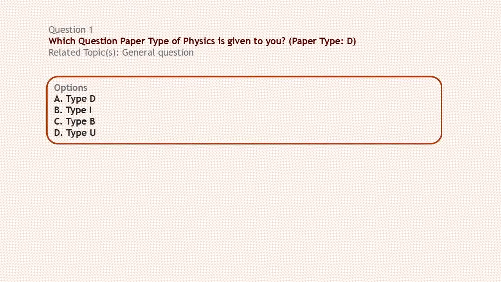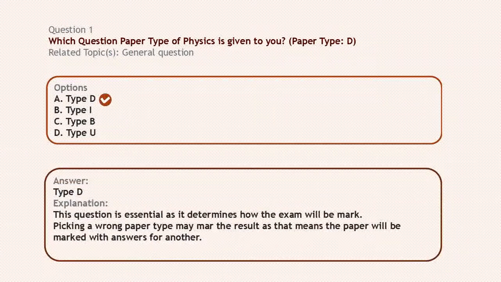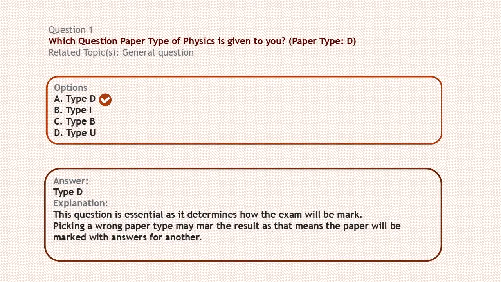Alright, first question here is on paper type. Which question paper type of physics is given to you? So in this recording, we are using the paper type D. Now this question is very essential. It determines how your exam is going to be marked. Picking the wrong paper type means that your answers are going to be marked against answers that are meant for another paper type, and that can greatly affect your results. So endeavor to check the paper type that you've been given and pick from whatever you have. If you have a question like this, pick the paper type that corresponds to yours.